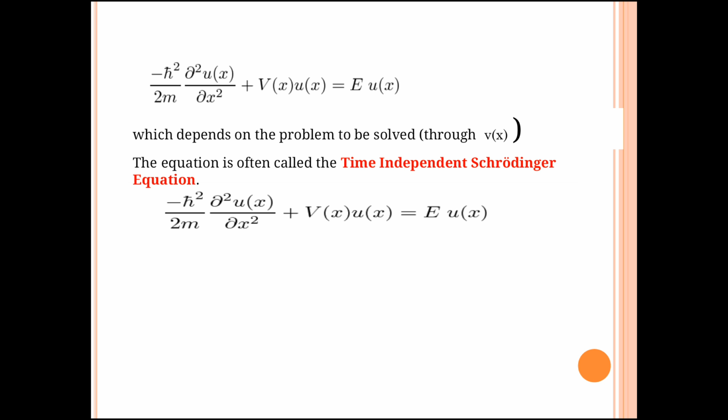So the next equation is minus h bar squared del square u of x divided by 2m del x square plus V of x into u of x is equal to E u of x, which depends on the problem to solve through V of x. This equation is often called the time independent Schrodinger equation, so that the final time independent Schrodinger equation is minus h bar squared del square u of x divided by 2m del x square plus V of x into u of x is equal to E into u of x. This is the formula for the time independent Schrodinger equation.